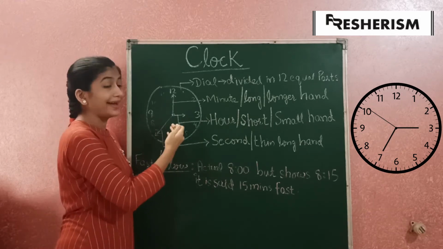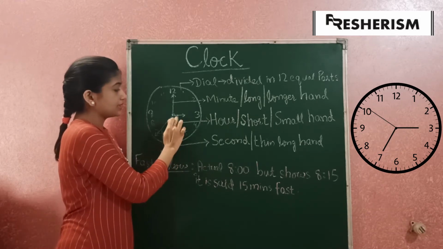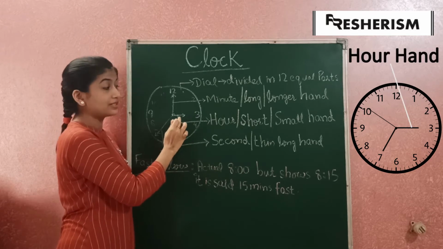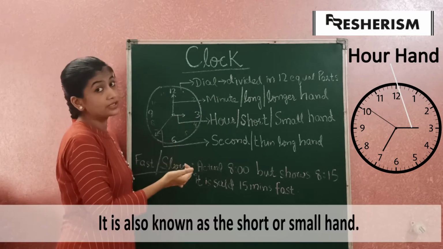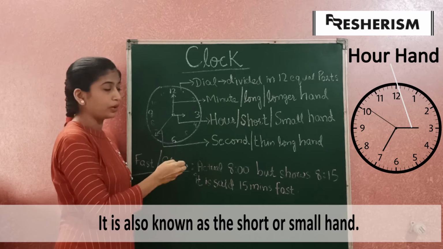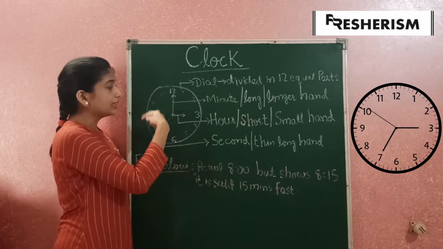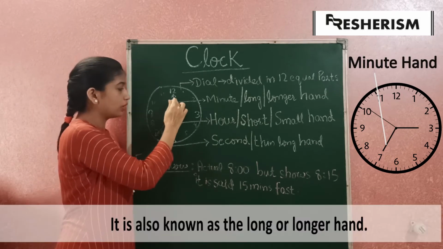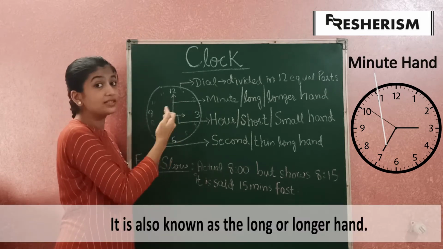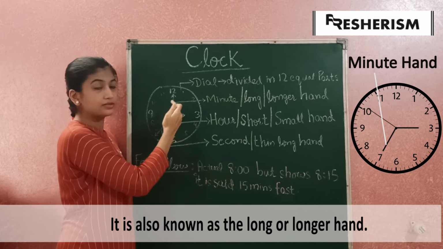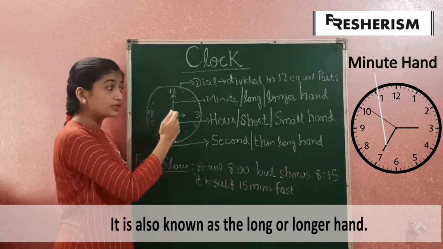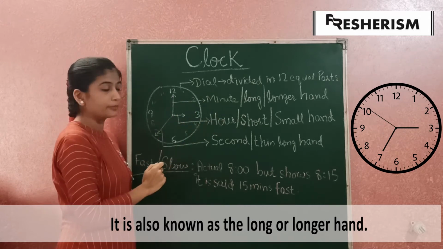Now let's see the hands of the clock. This is the hour hand, which is also known as the short hand or small hand. In the wall clock, the shortest hand is known as the hour hand. The longer hand, which is longer than the hour hand, is known as the minute hand. It is also known as the long or longer hand.